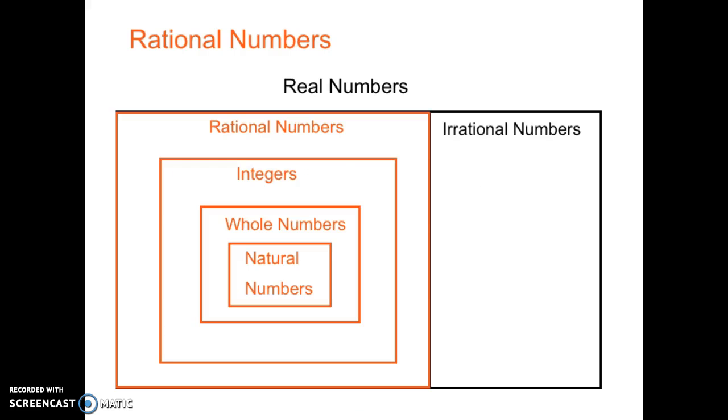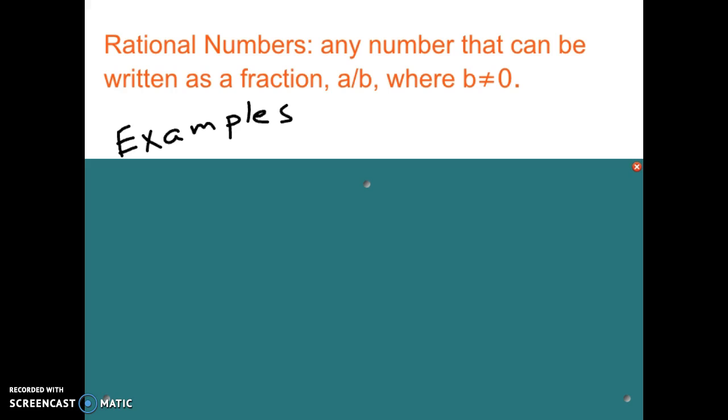Finally, the big subset here for real numbers are rational numbers. Rational numbers have been described as any number that can be written as a fraction. They use a divided by b, where b cannot be 0. Since dividing by 0 would be a problem, we do not want to divide by 0.